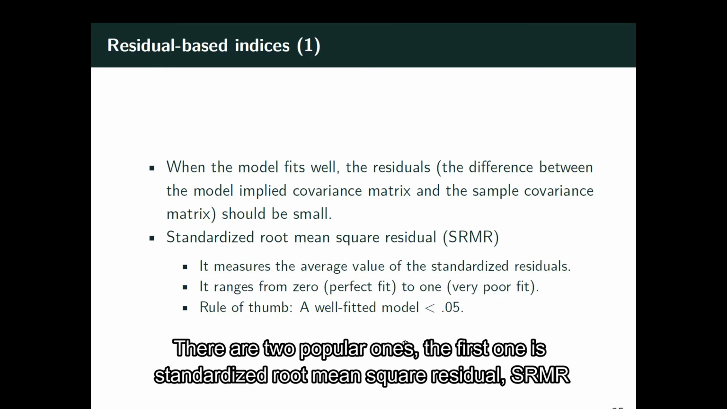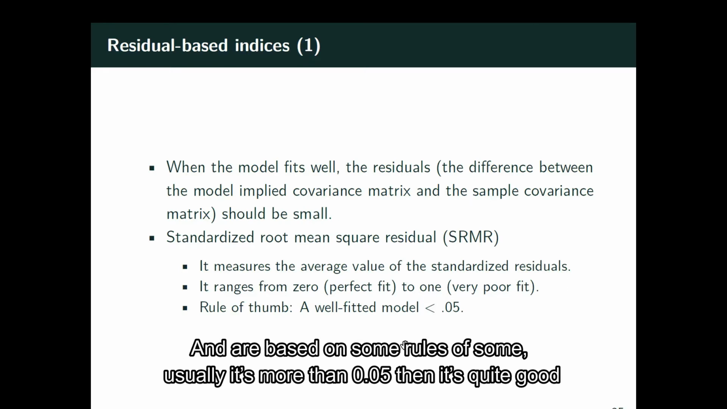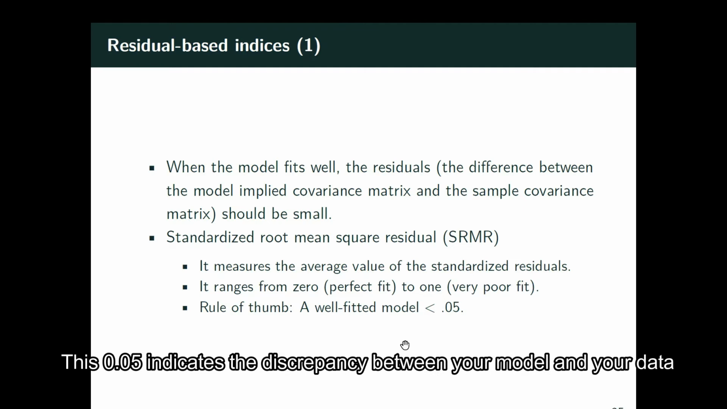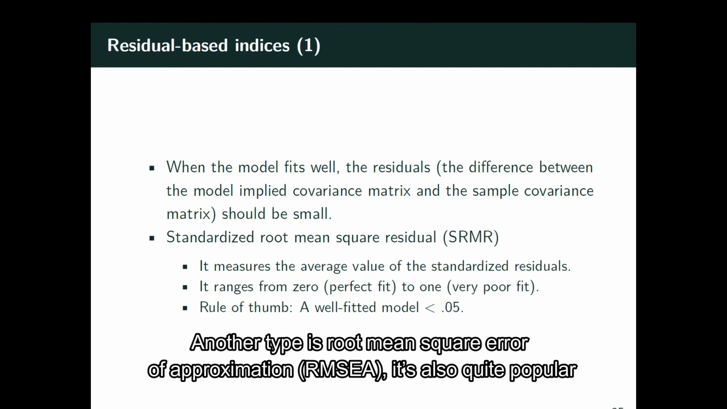There are two popular ones. The first one is the standardized root mean square residual, SRMR. Based on some rules of thumb, usually if it's less than 0.05, then it's quite good. So this 0.05 indicates the discrepancy between your model and your data.